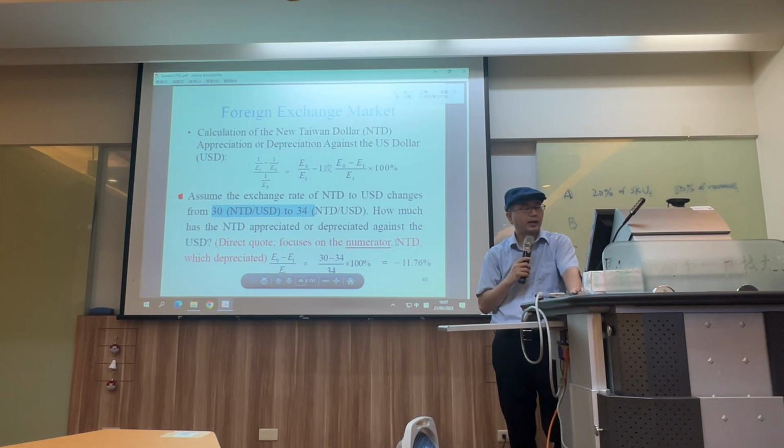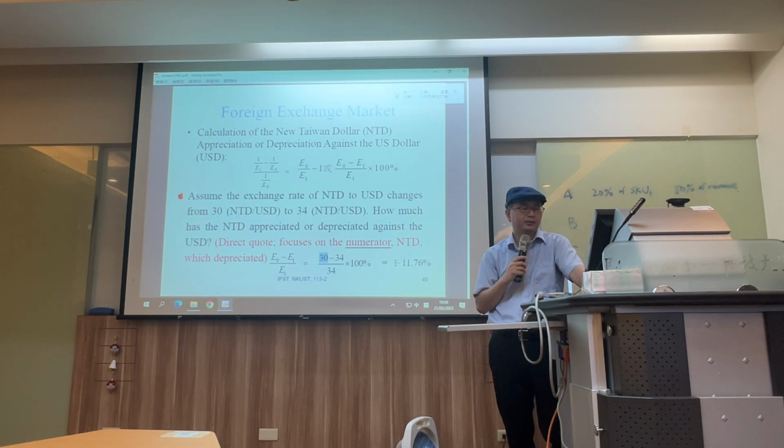We talk about that if we want to focus on the New Taiwan dollar, which is the numerator of the direct quote, then we have to use 30 minus 34 divided by 34 times 100. Then we will get minus 11%, specifically minus 11.76%.